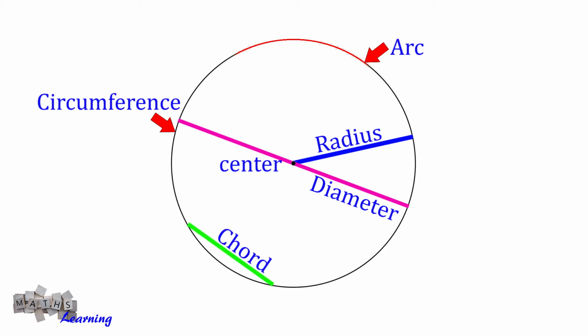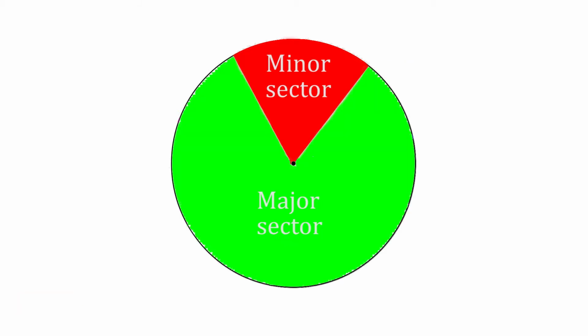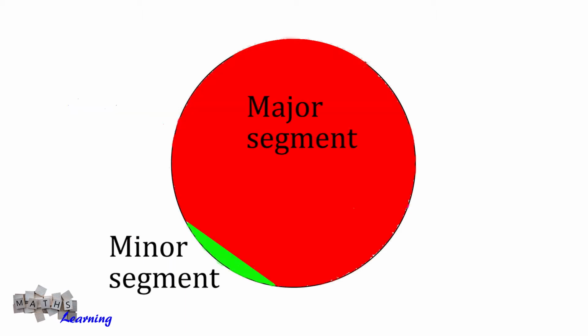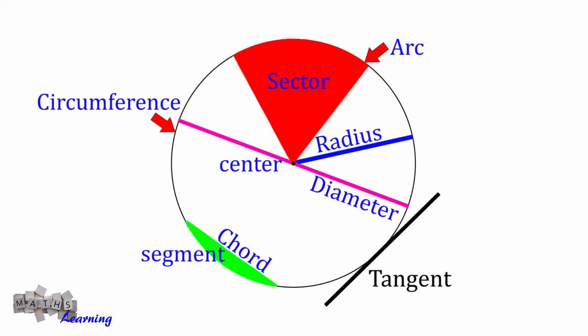The area between two radii and the arc joining them is called either the minor sector or major sector. The area between the chord and the arc joining it is either called a minor segment or a major segment. A straight line which touches the circumference in one place is called a tangent and is perpendicular to the radius.